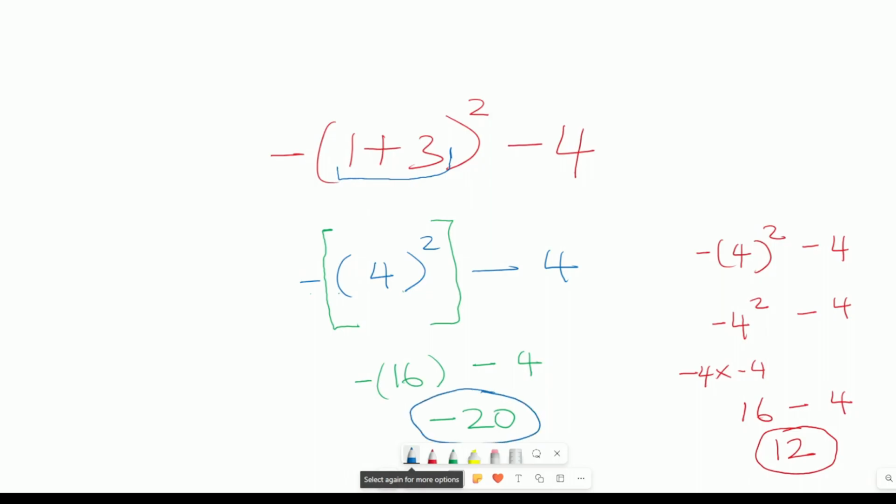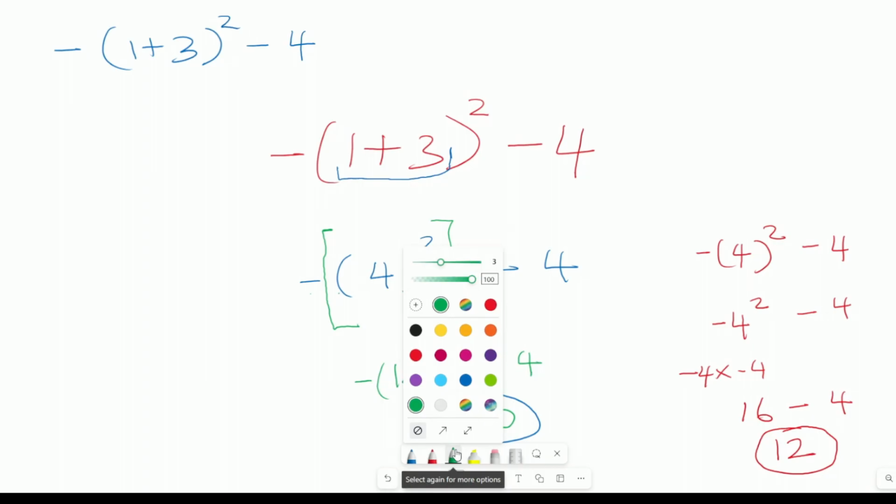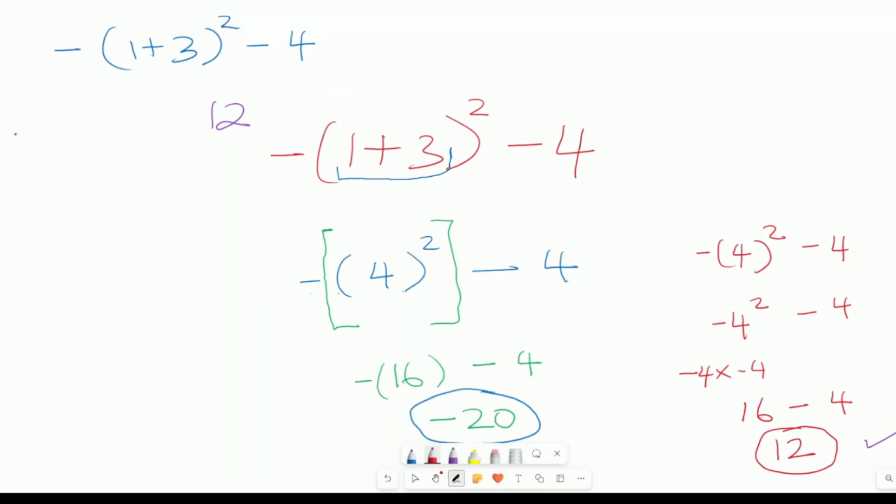is correct? So let's go back to the question. Negative 1 plus 3 squared minus 4. What is the answer? Is the answer 12, as we got using this reasoning, or is the answer negative 20 as we got using this reasoning?